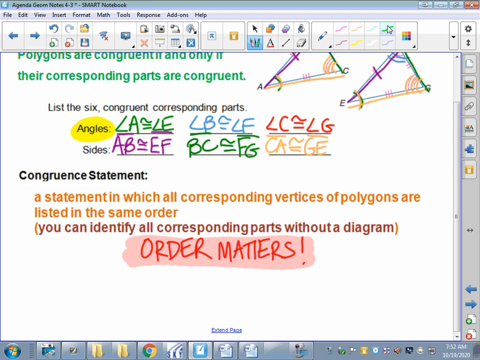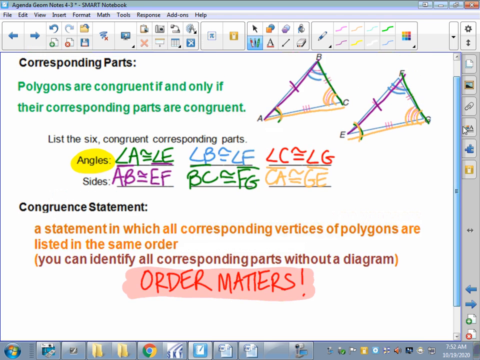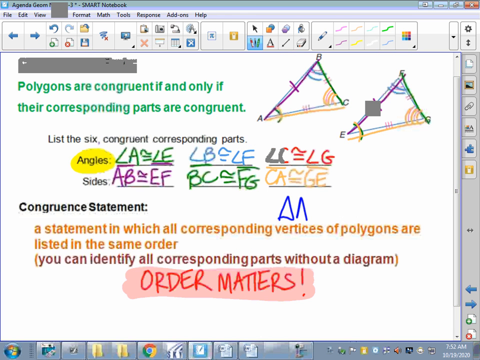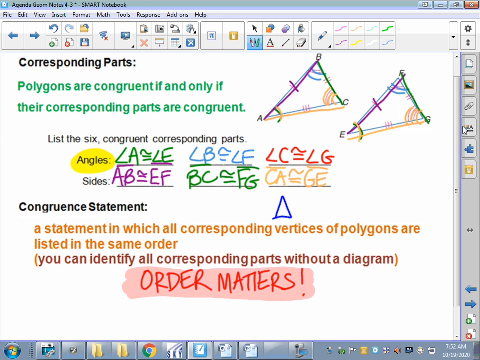As a matter of fact, let's write that down just so that you can see it. Triangle A, actually I'll name it in a different order. I could name this left triangle, triangle BAC. Whoa. Try that one more time.